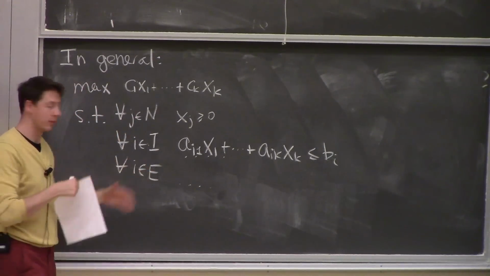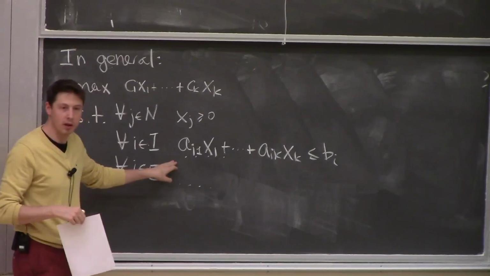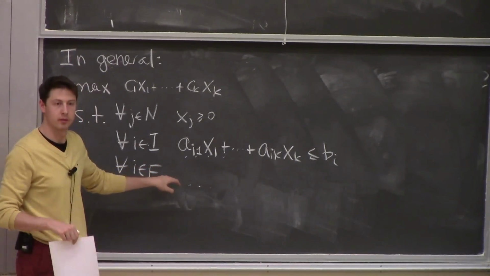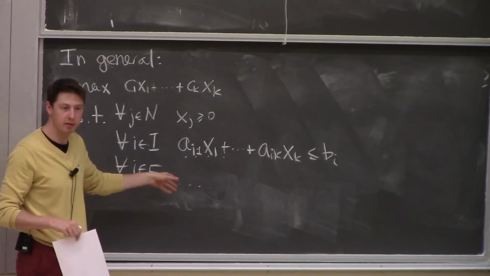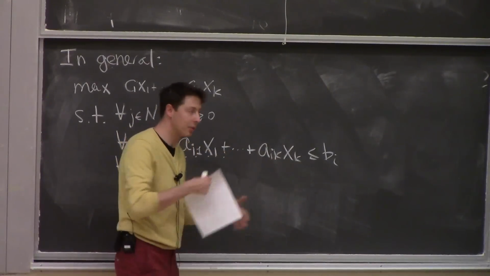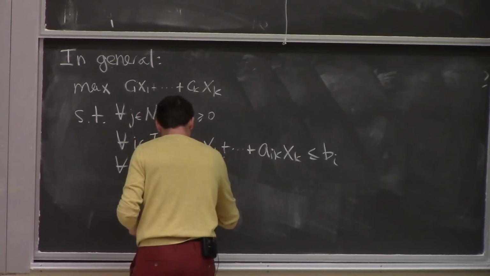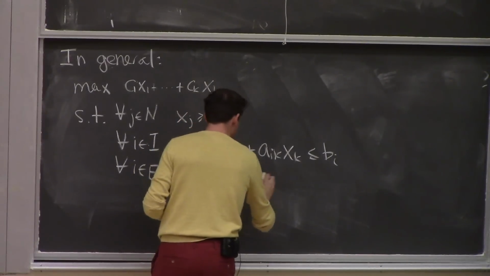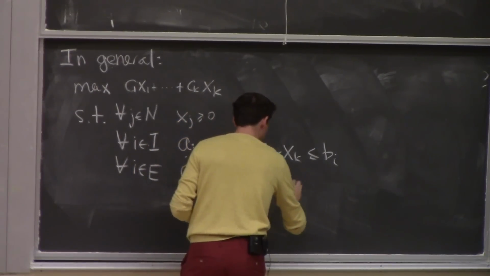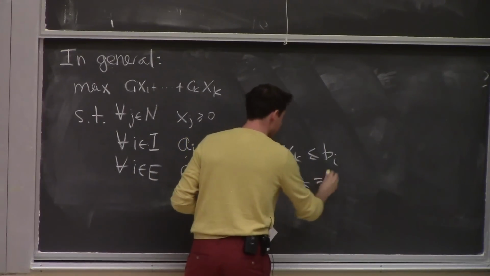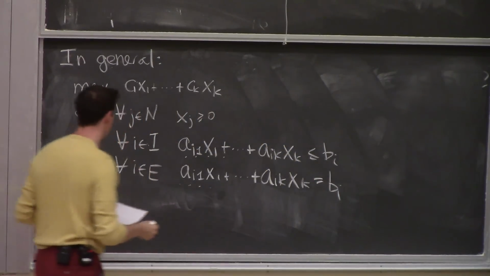How does a general equality look like? Does it look very different? It's the same, right? I just changed this one. So let me write it. It says a_i1 x1, then blah, blah, blah, a_ik xk, and then at the very end here, instead of writing less than or equal, I write equals b_i. Okay?